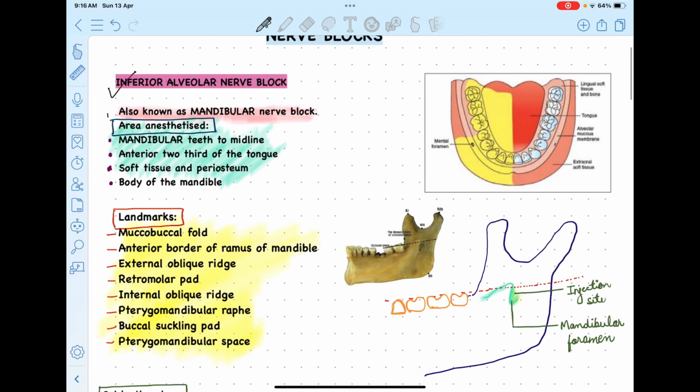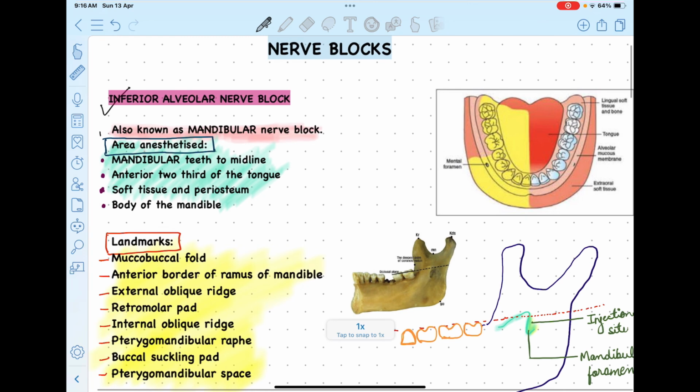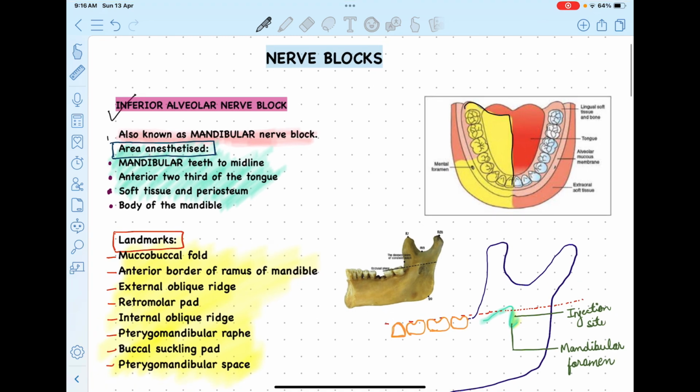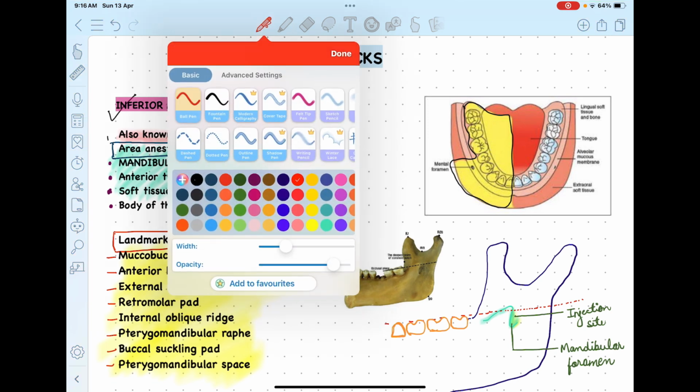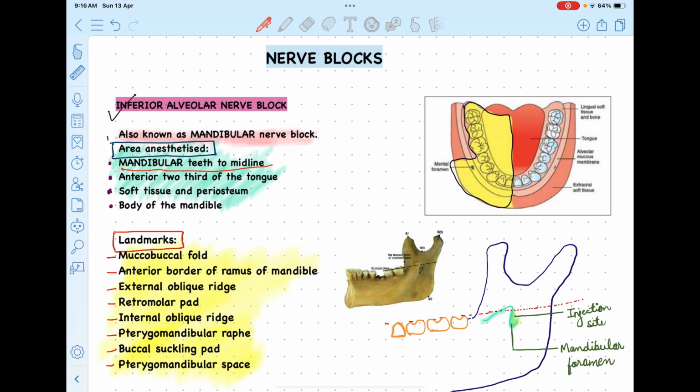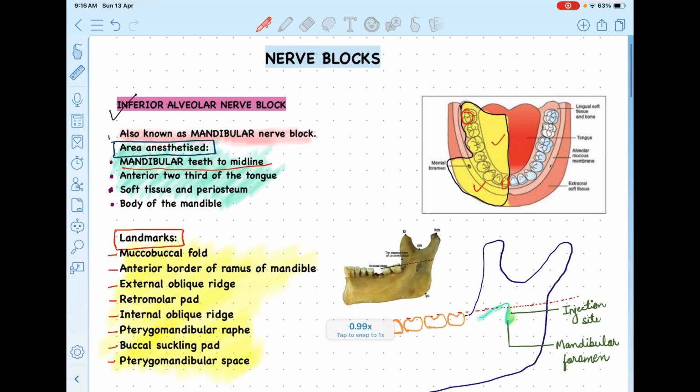So inferior alveolar nerve block, also known as mandibular nerve block, and there are certain areas which are anesthetized by inferior alveolar nerve block. Just look into the picture, this yellow color area. So mandibular teeth to the midline, means from central incisors up to the molars, anterior 2/3 of the tongue, soft tissues and the periosteum, and body of the mandible. So these are the areas.